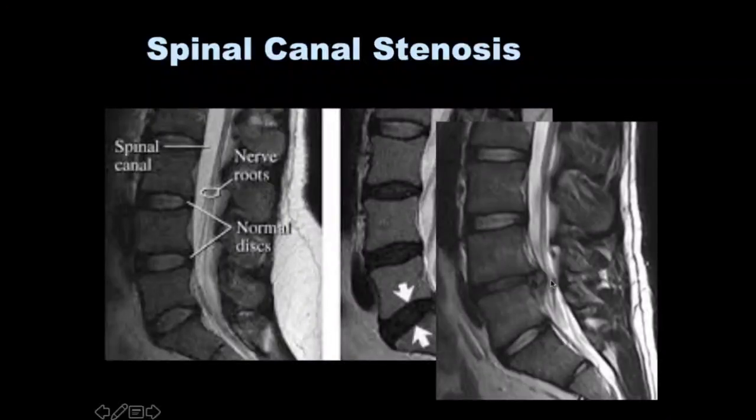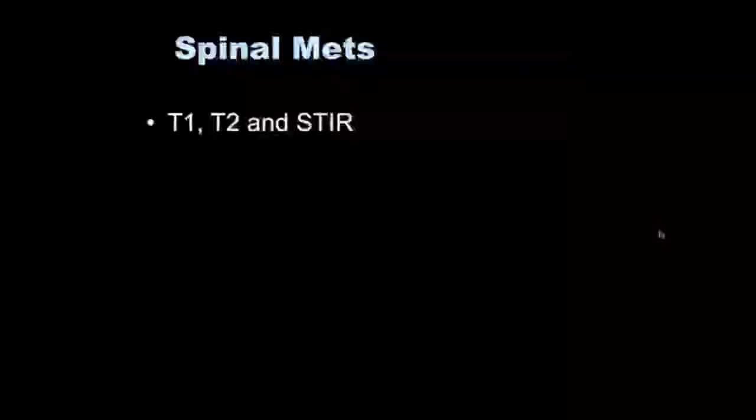So this is like moderate to severe spinal canal stenosis, and that can lead to cauda equina compression or cord compression. So those are the things that need to go into the report. So moving on to the spinal metastases.